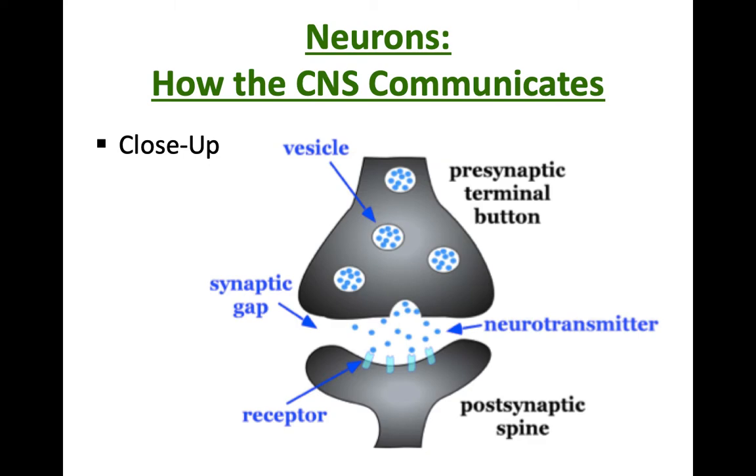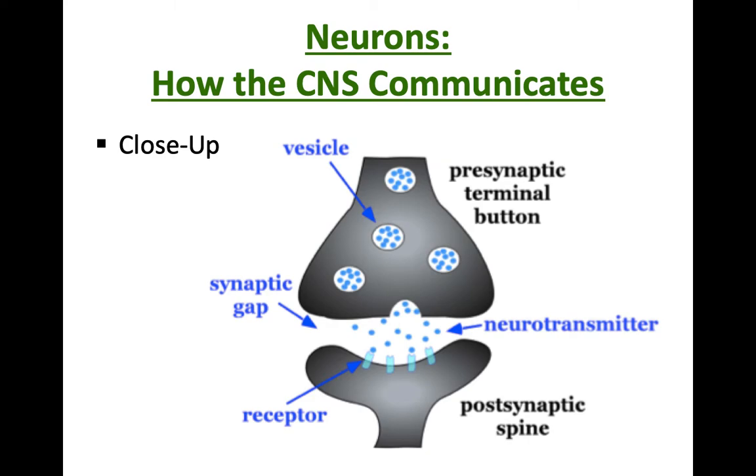They then bind to receptors on the postsynaptic spine, but we can just think of this as the dendrite of the next neuron. And that process, that releasing of neurotransmitter, which are then caught or bind to the receptors on the other neuron, is what really allows those neurons to communicate to one another.